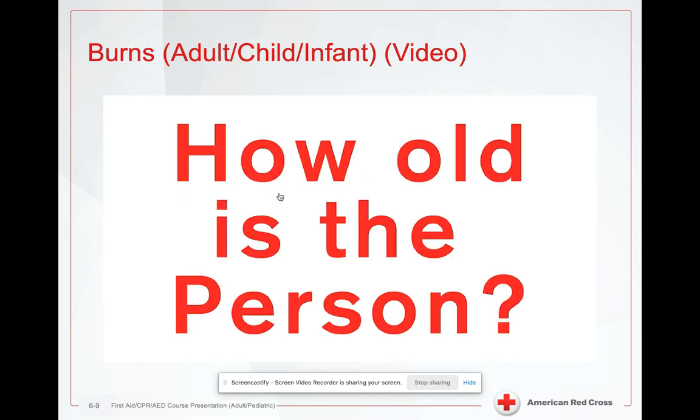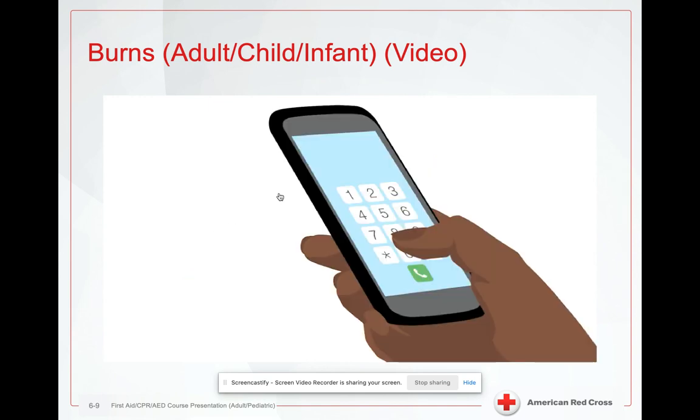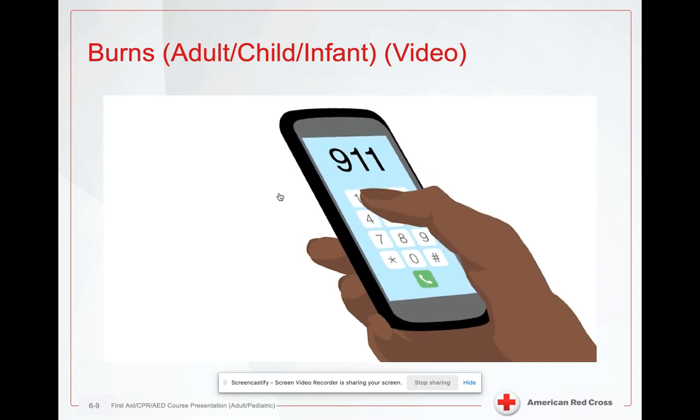How old is the person? If the person is younger than 5 years or older than 60 years, consider the burn critical unless it is very minor. If you think that a person has a critical burn, call 911 or the designated emergency number immediately.